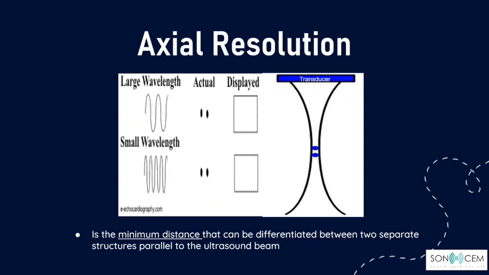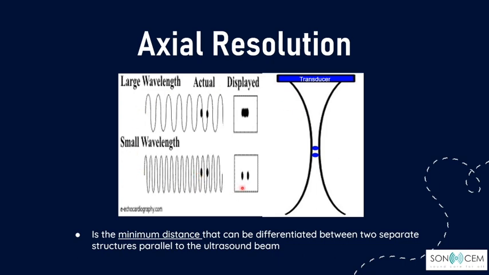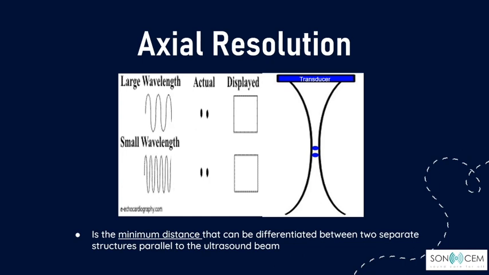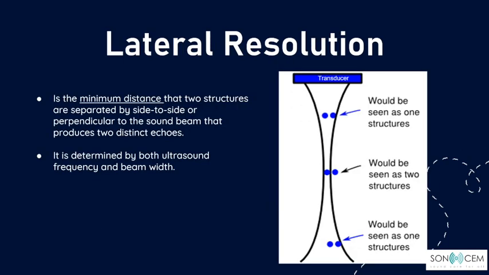Axial resolution is the ability to differentiate between two separate structures parallel to the ultrasound beam. And as shown here, higher frequency has better resolution compared to a lower frequency. What about lateral resolution? It's the opposite of axial resolution, whereby it's the ability to differentiate between two structures perpendicular to the ultrasound beam. And lateral resolution is determined by both ultrasound frequency as well as beam width.